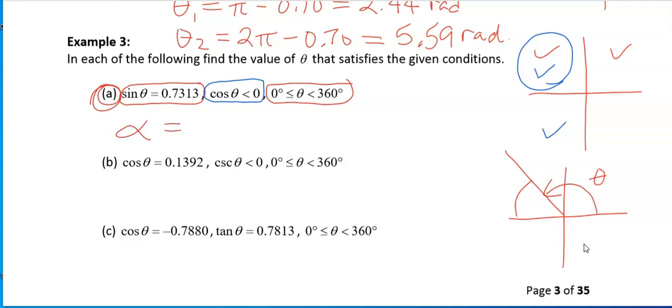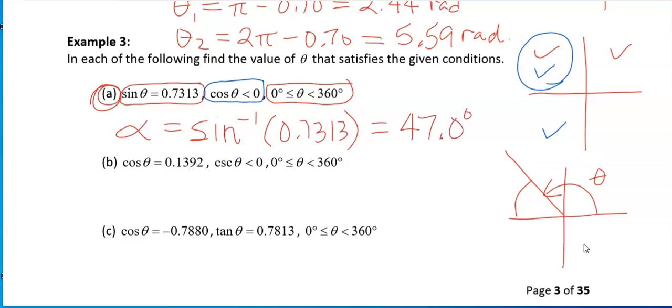Alpha is equal to the inverse sine of positive 0.7313. If that was negative, I would have dropped it, but it's not. And so here, when I type all of this into my calculator, inverse sine of 0.7313, and I get 46.995. Well, I'm going to call that 47.0. Go to one decimal place for degrees. So there's my reference angle.